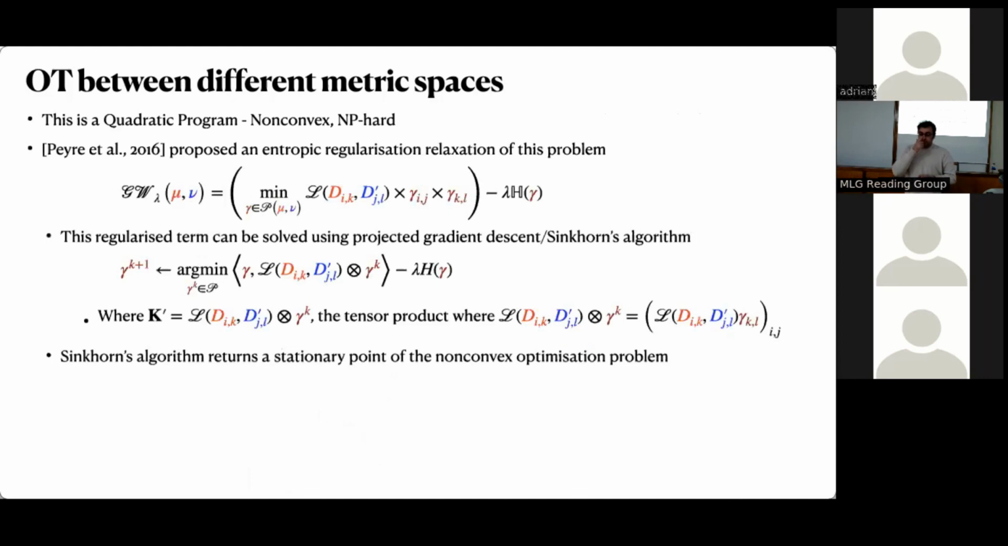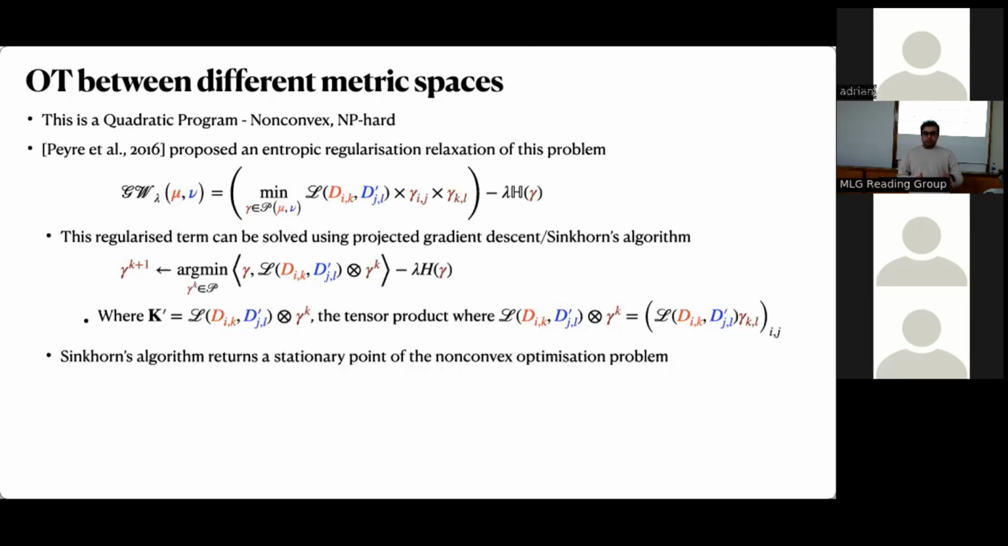And what ends up happening is that if Wasserstein distance calculation was a linear problem, this ends up being a quadratic problem. So it's non-convex, it's NP-hard, it's associated to the quadratic assignment problem, and it's really messed up to solve. But again, Peyré et al. proposed an entropic relaxation of this problem where you again regularize with respect to the entropy, and you can solve this using Sinkhorn's algorithm again.